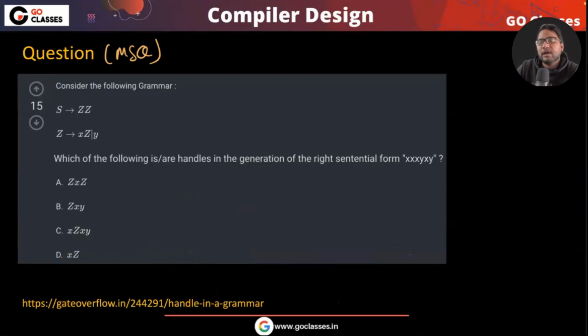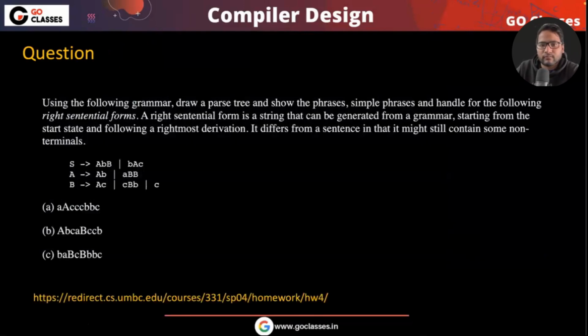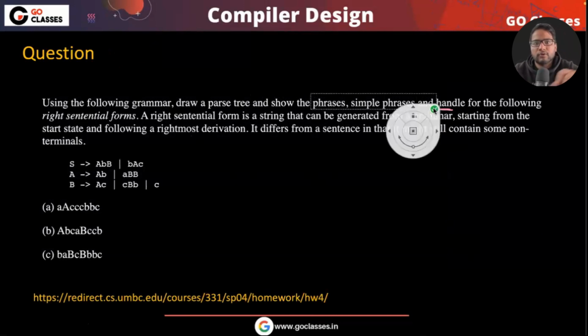So what is the handle? But don't worry, you will get to understand the need of the handle also. It's not just that you understood the handle, you will also get to understand the need of the handle. Okay, let's just see. Using the following grammar, draw the parse tree and show the parse tree simple phrases. Okay, let's worry only about the handle. Let's not worry about the simple phrase and all. Show the handle for the following right sentence form.